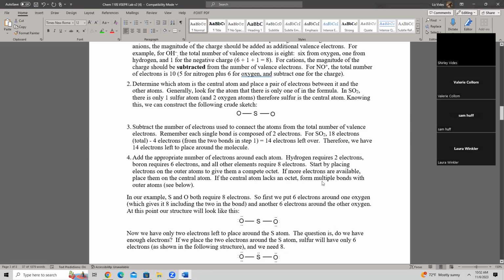See, it even tells you hydrogen requires 2 electrons, boron requires 6, and other elements require 8. See? But boron's not the only one. That's okay. Beryllium too. And if the central atom lacks an octet, use multiple bonds, except for the exceptions. So there you go. There's some other examples.